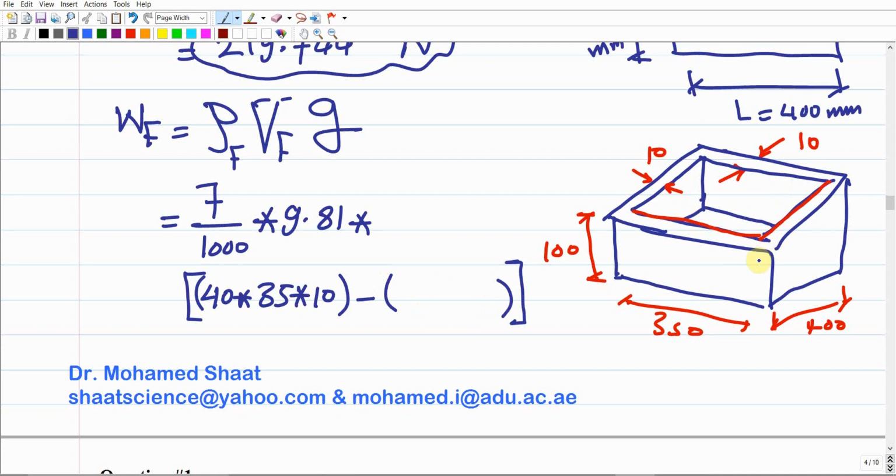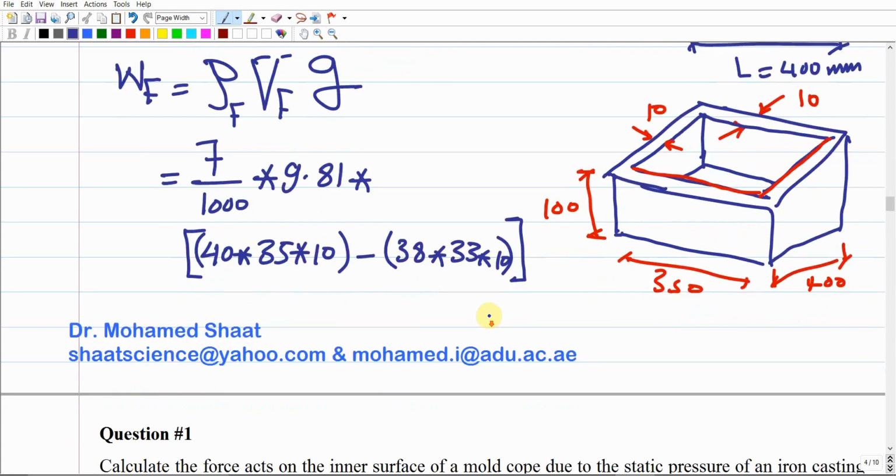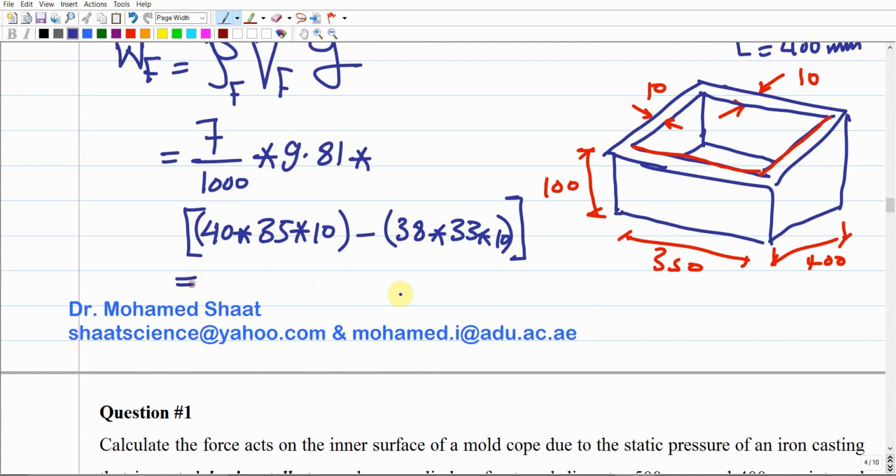The internal length will be 400 negative 20, which is going to be 380 millimeters. It means it's going to be 38 centimeters times the width, which is 350 millimeters negative 20, so 330 millimeters, or 33 centimeters, times 10, which is the 100. The 100 is not going to change. There is no subtraction for the height. The internal height of the flask is typically the same as the external height of the flask, which is 100, or 10 in terms of centimeters. If we do the calculations, we're going to end up with something in terms of Newton. This is going to give us the weight of the flask. So let us do the calculation.